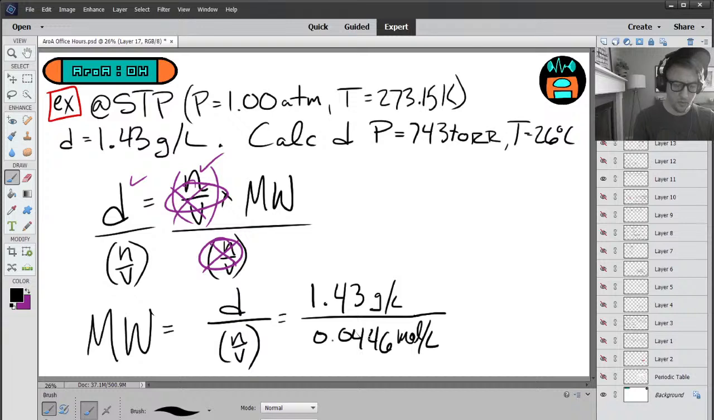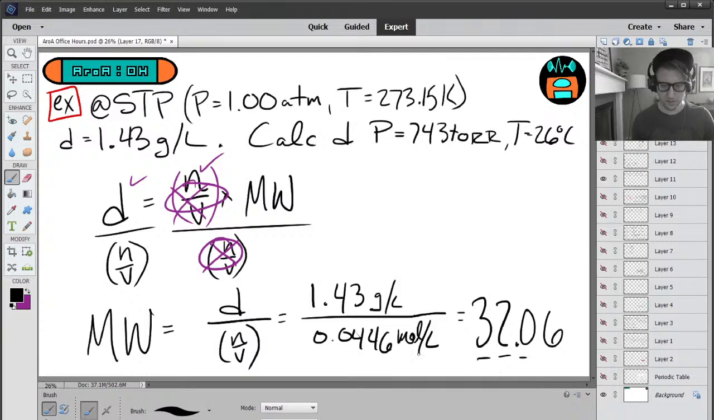There we go. 1.43 divided by 0.0446. So our molecular weight comes out to be 32.06. We can only keep 3 of these sig figs. And our units here are grams per mole. You'll notice that the per liter cancels. So this is our molecular weight.